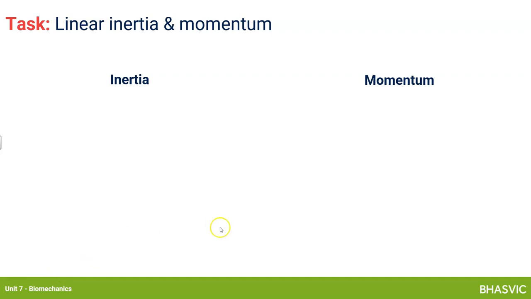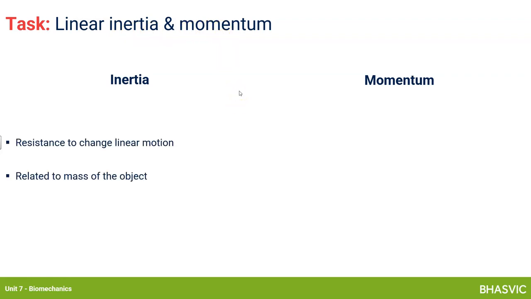So just to recap from 7.1, what is meant by linear inertia and linear momentum? Hopefully you recognise that inertia is the resistance to change any object has, a resistance to change its motion. So if an object is stationary, it doesn't really want to move. If an object's moving, it doesn't really want to change its velocity. And how much inertia an object has is based on its mass.